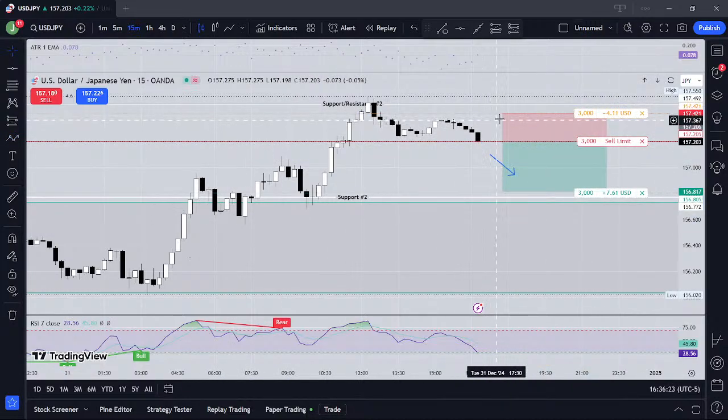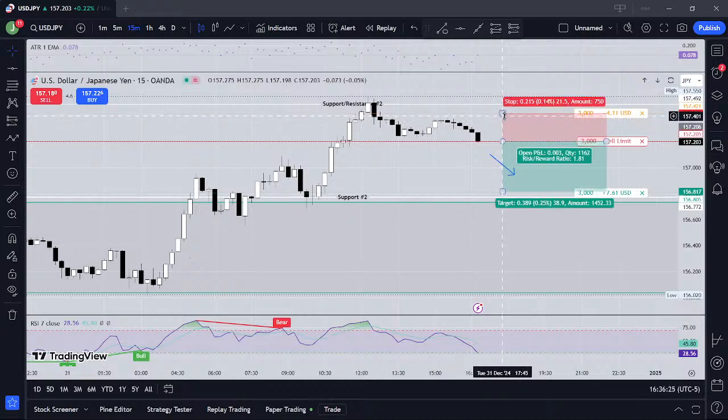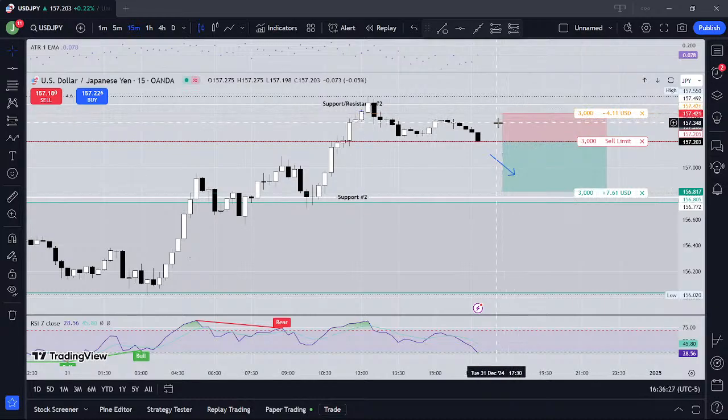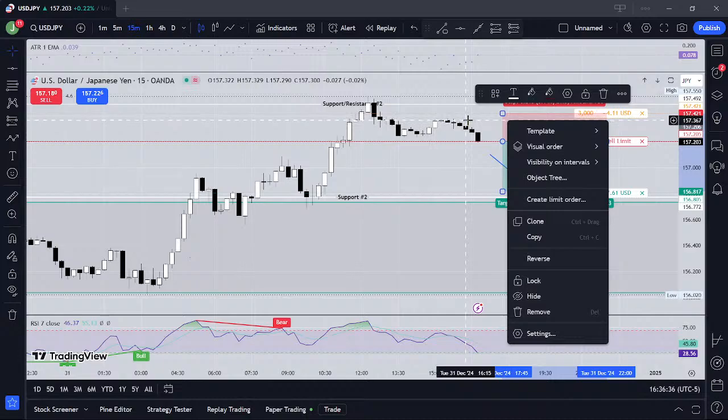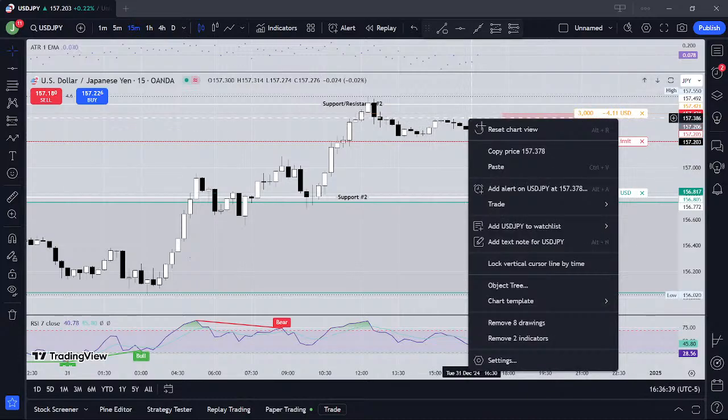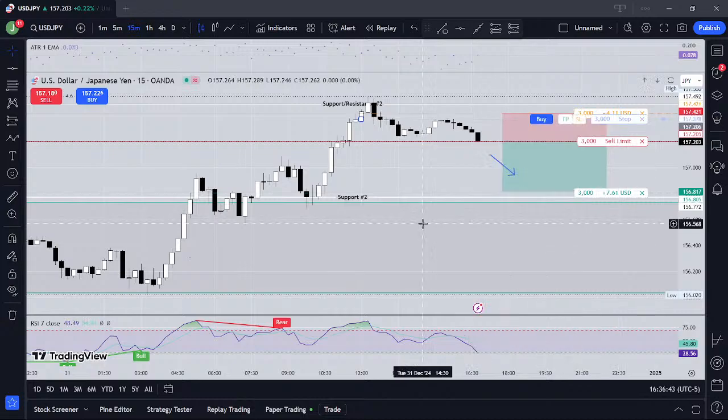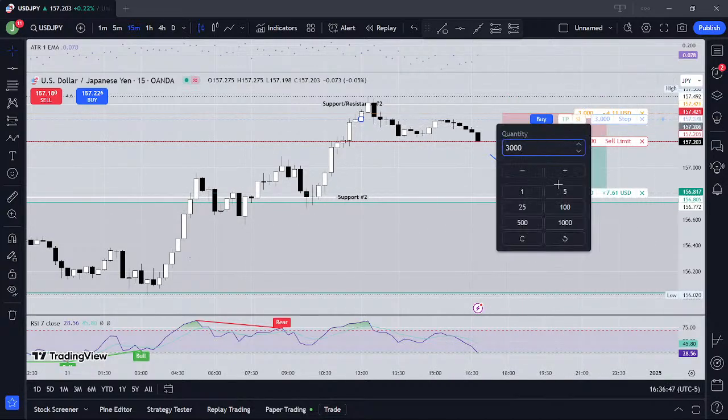But I'm planning on putting a buy stop above here. Hopefully, it doesn't cancel out. So I'm going to put a buy stop here. I'm going to do half of this. I'm going to cancel this out. 500, 1,000.